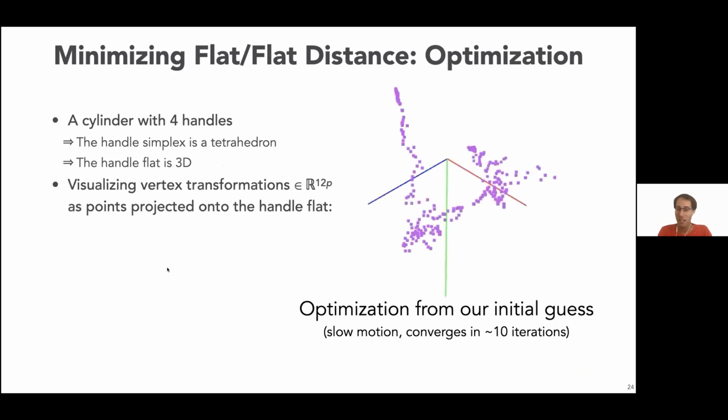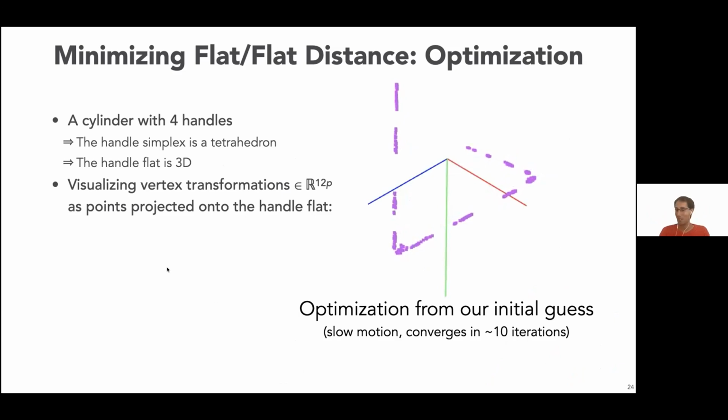Okay, so using our initial guess, this is what the optimization looks like. This is a weird subspace. I can't visualize 12p dimensional space. I can visualize 3D space. The 3D space we're visualizing is itself being optimized. So we're visualizing an optimization which is affecting the space that we're visualizing, the space itself changing under optimization, and all of these points are the vertices of the cylinder.